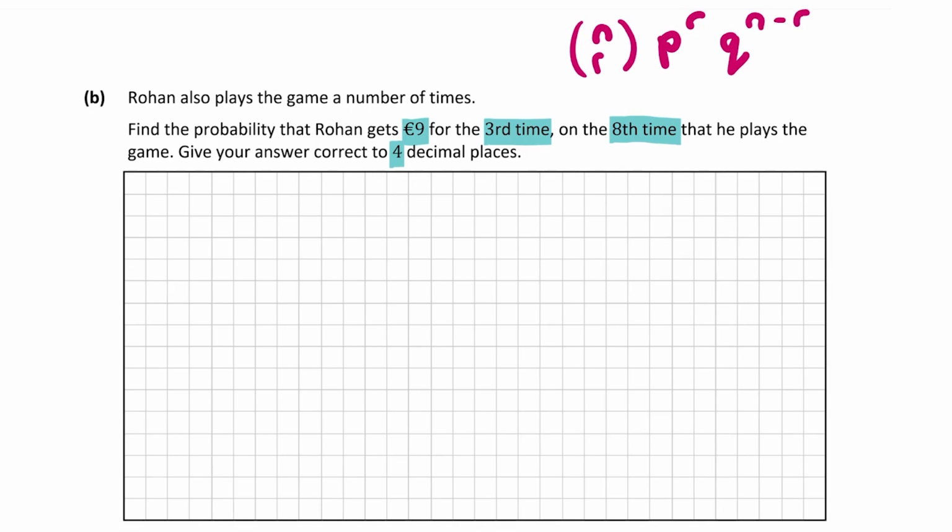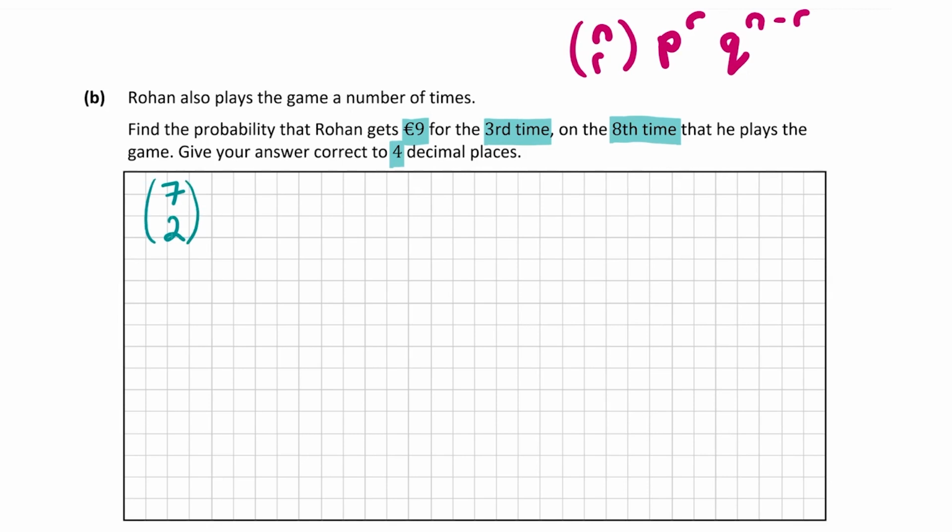N is the number of trials. R is the number of successful trials. P is the probability of success. And Q is the probability of failure. And I'm going to go through that in the context of the question now. So if there are 7 trials, so the first 7 times, okay, there's 7 trials, and we want to find the probability of 2 successful trials, okay?